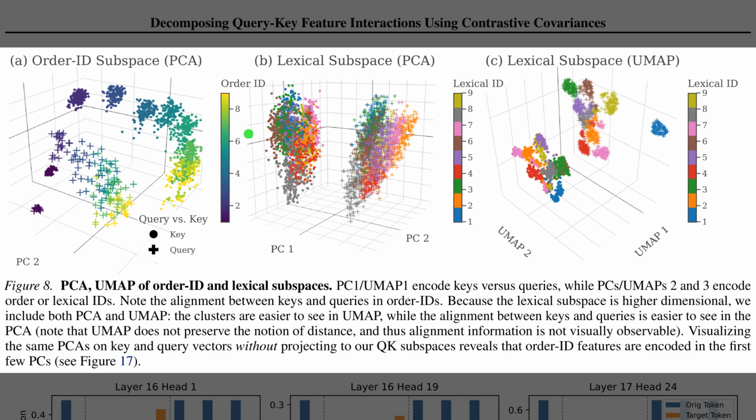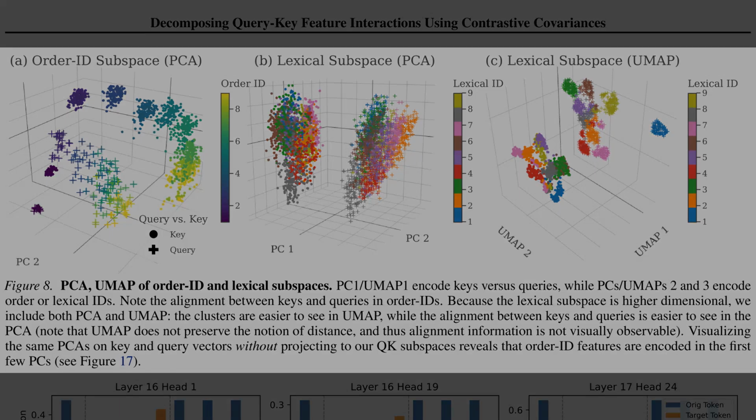In Panel A, Principal Component Analysis reveals the order ID subspace, where you can clearly see keys and queries forming matched clusters based on their sequence position. Then, for the identity of the objects themselves, Panel B shows the lexical subspace. Since this space is higher dimensional, the projection looks dense, so Panel C uses a technique called UMAP to separate these clusters, confirming that distinct lexical identities are also encoded in their own geometric space.